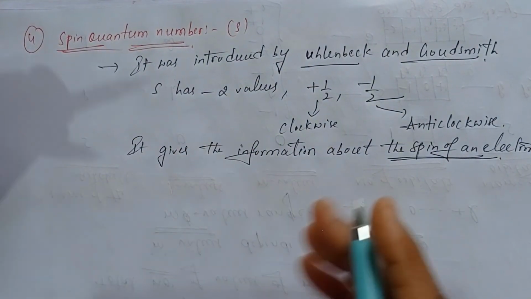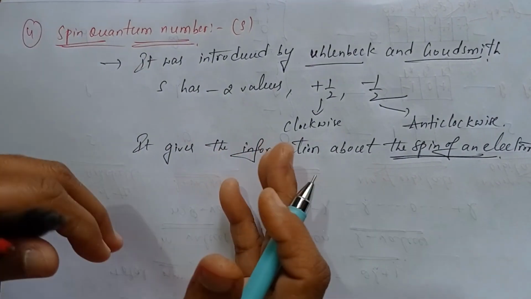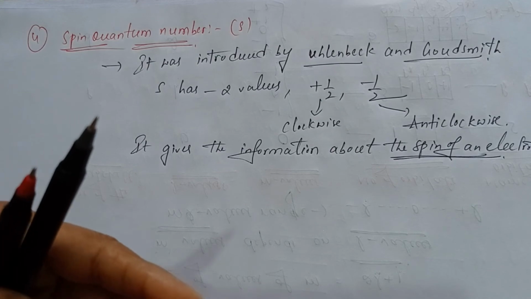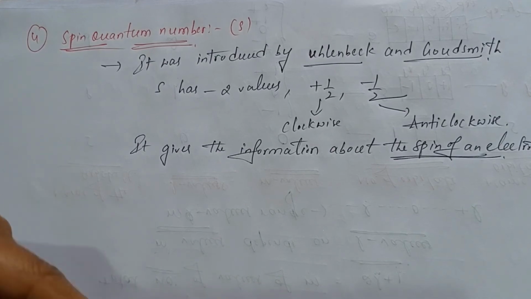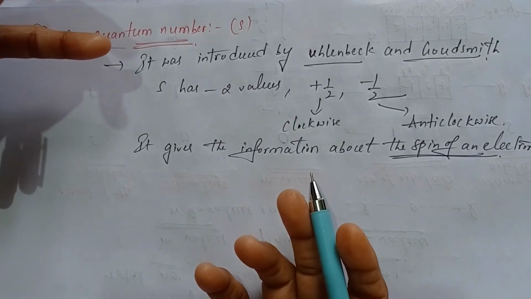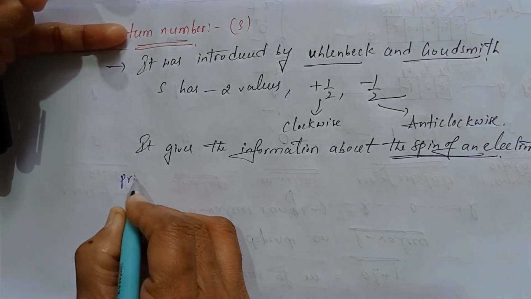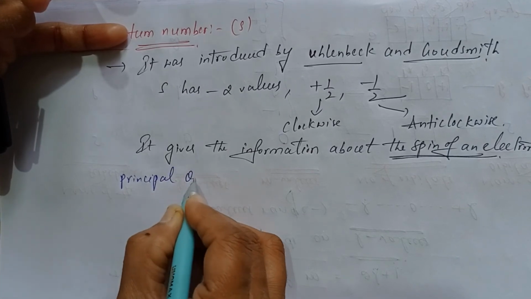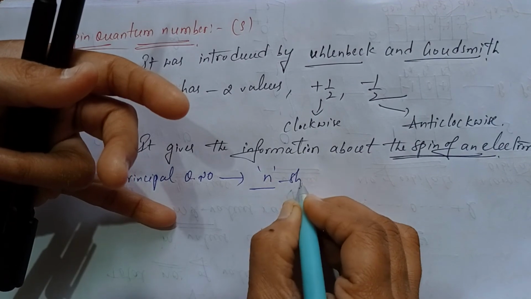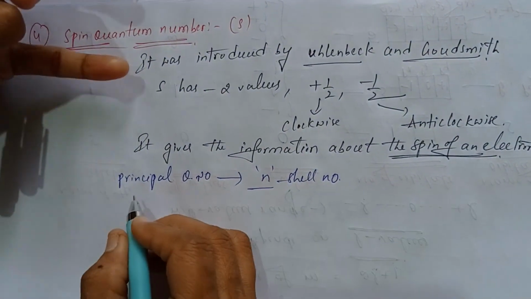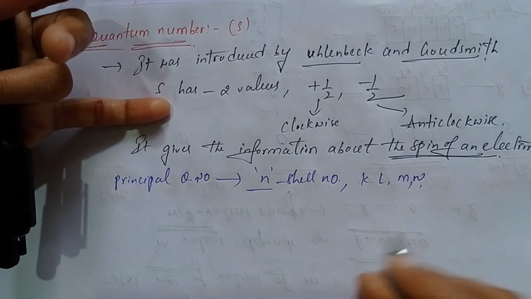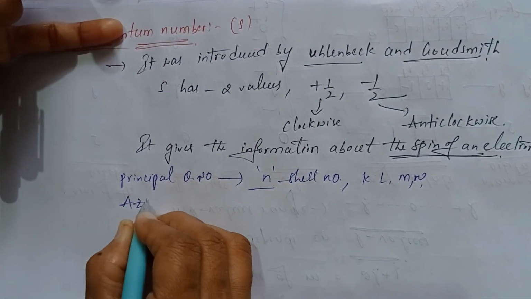So finally, the total quantum numbers are the principal quantum number, azimuthal quantum number, magnetic quantum number, and the last one is the spin quantum number. The principal quantum number gives the information about n, that means the shell number, that means K, L, M, N, like that.